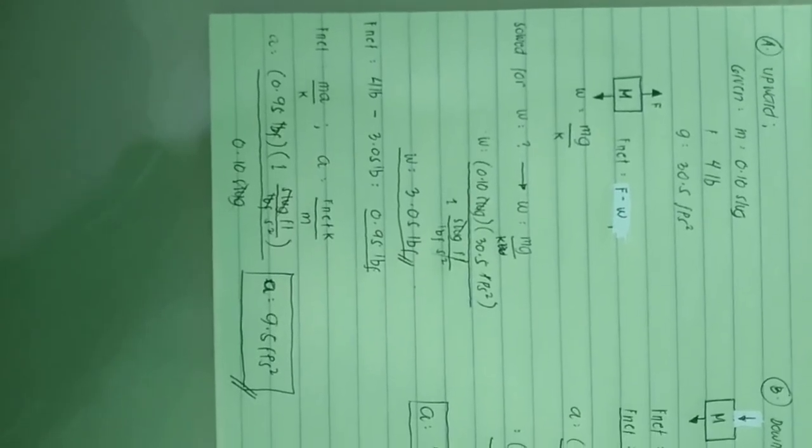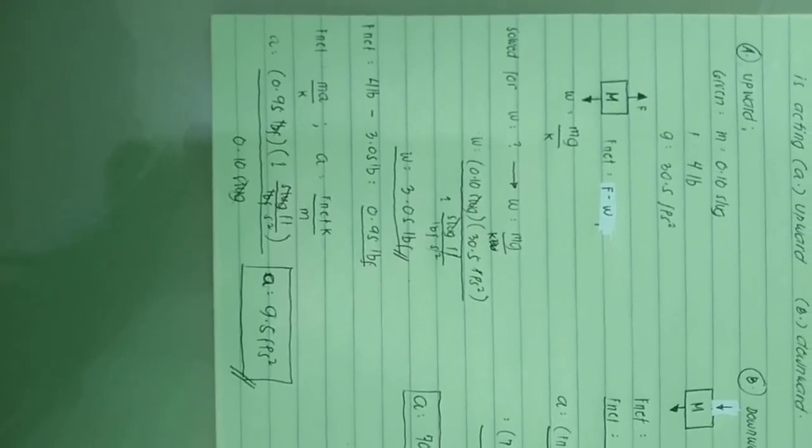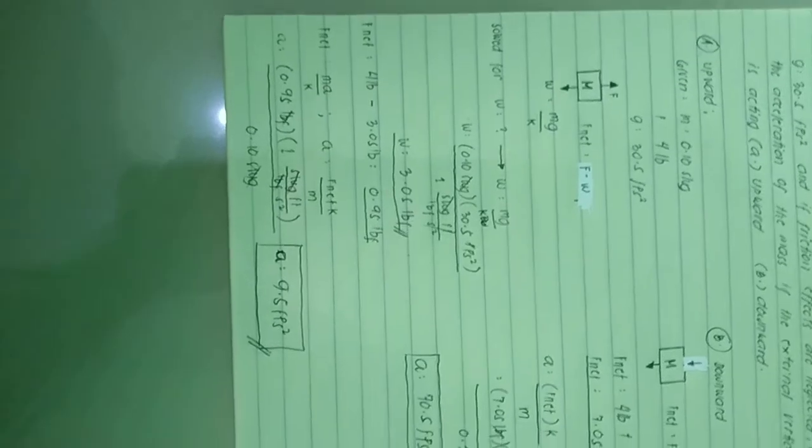Acceleration is equal to, for our F net, the 0.95 pound force, and for the value of our k, it's the same: 1 slug feet over pound force second squared. And of course we have our mass which is 0.10 slug. So the answer for the acceleration in which an external vertical force is acting upward is 9.5 feet per second squared. So here is my solution.